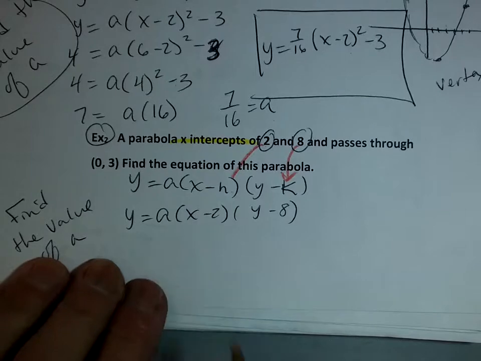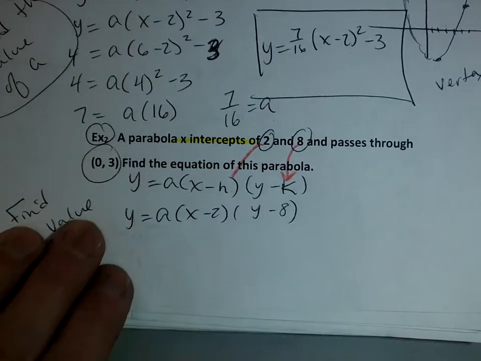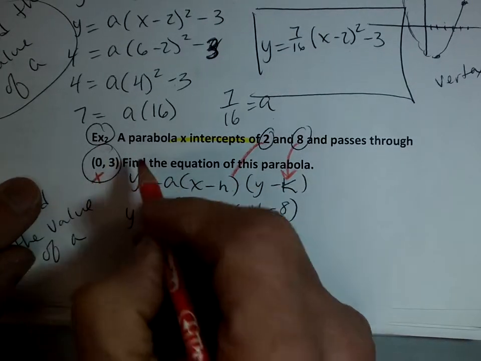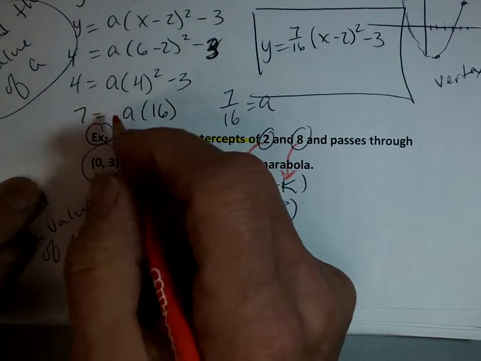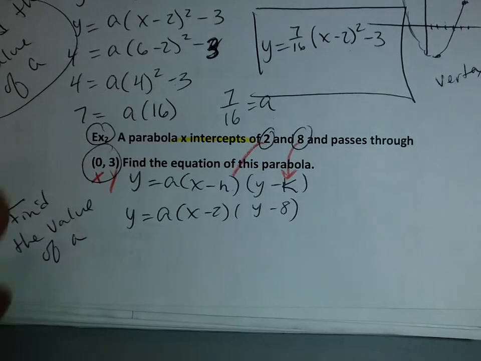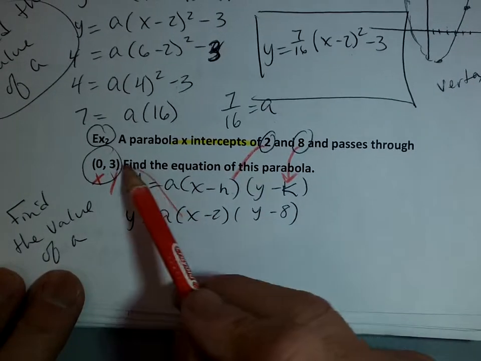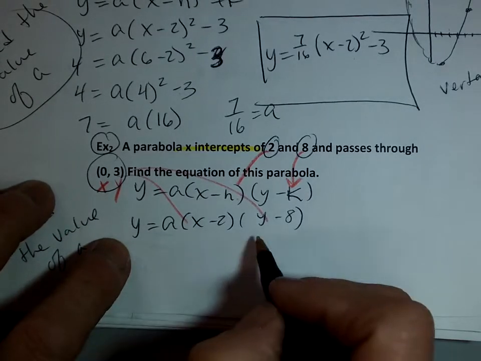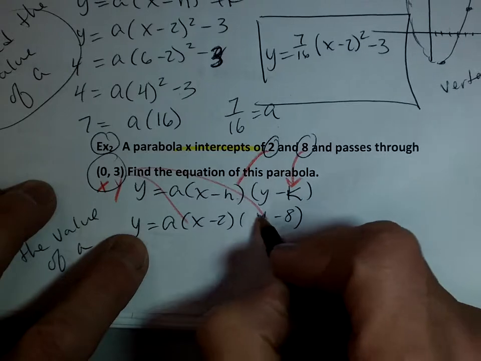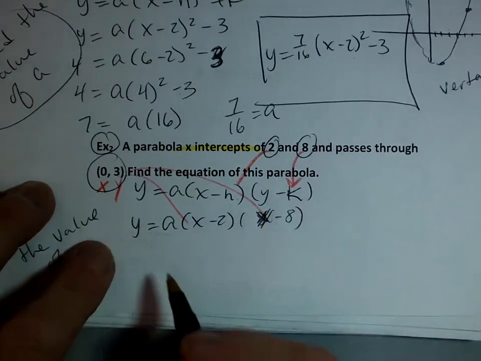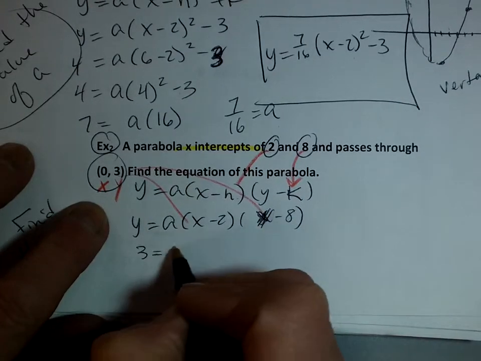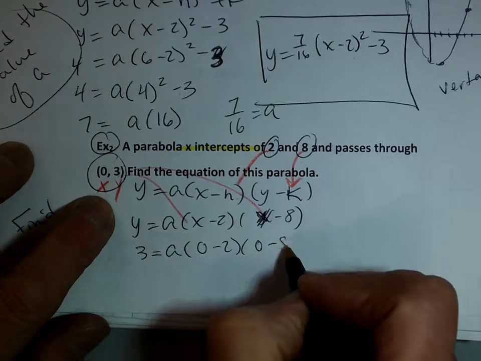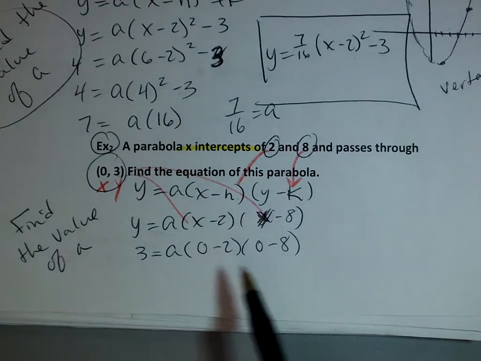So, to do that, I'm going to take my point. I've got an x, y, so I'm going to take this point, (0, 3), and I'm going to put my 0 in for x and my 3 in for y. Okay, so I'll put those in, and I should be able to find the value of a. This should be an x. So let's go 3 equals a times (0 minus 2) times (0 minus 8), okay?